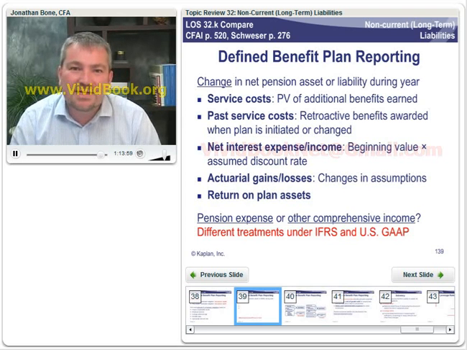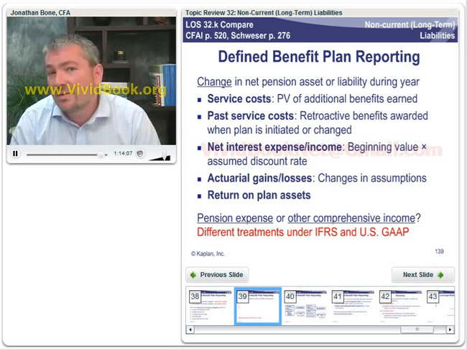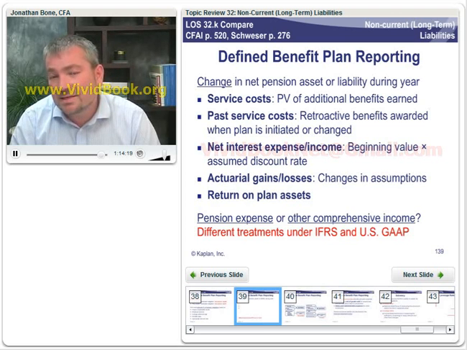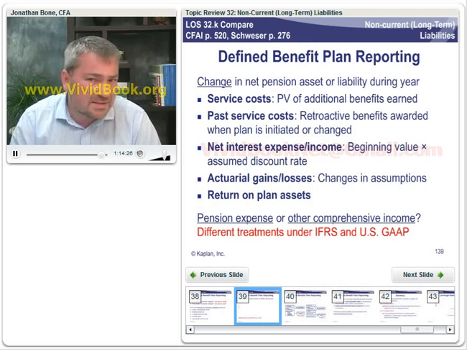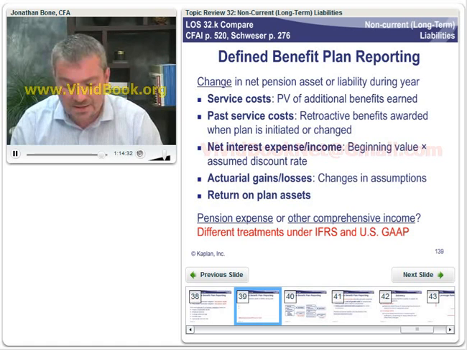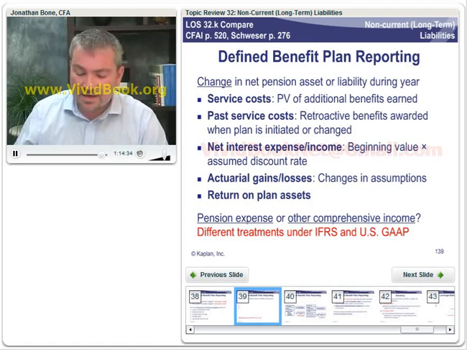Okay, pension expense or other comprehensive income. We've got different treatments under IFRS and US GAAP. If you've got actuarial gains and losses under US GAAP, initially they go into other comprehensive income, and then slowly they get amortized through the income statement. If you've got actuarial gains and losses under IFRS, they go into other comprehensive income, but they are not going to be amortized. Now again, remember this is very tricky to understand at the moment because we haven't really seen the full picture, and we won't until we get to the level 2 syllabus. But we've got a kind of overview coming up.